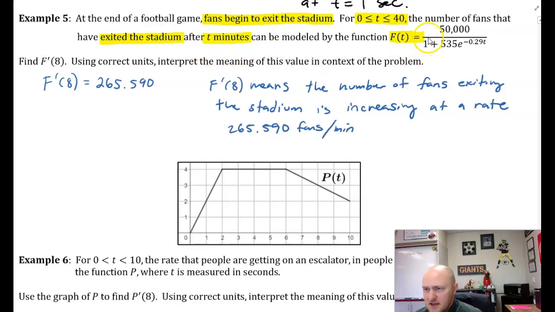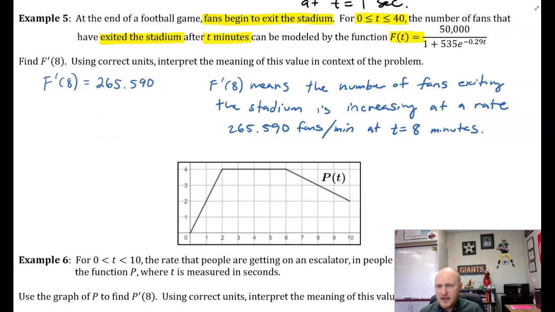So remember, we're looking at our units here. So f of t, that's in fans, that's people, and then our independent variable is t minutes. So fans per minute, okay, at t equals 8 minutes. All right, and there's our context. Awesome.